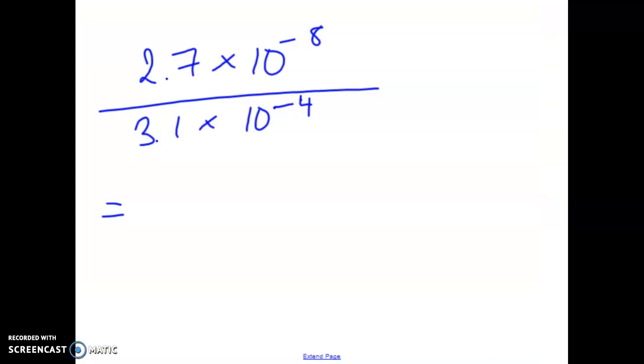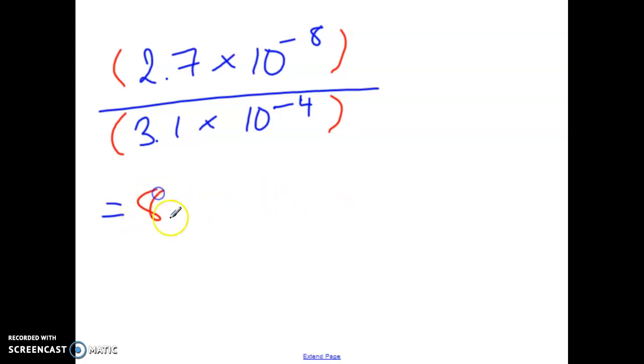All right, give this one a try. So here we're doing division. So (2.7 times 10 to the negative 8) in brackets divided by (3.1 times 10 to the negative 4) in brackets. So 2.7, I'll do the same so we can get the same answer, divided by 3.1 times 10 to the exponent negative 4.